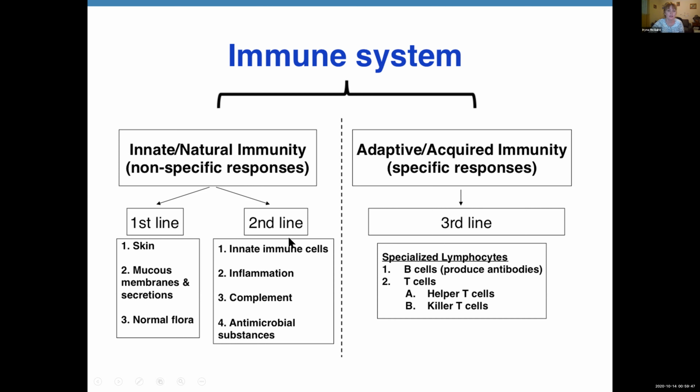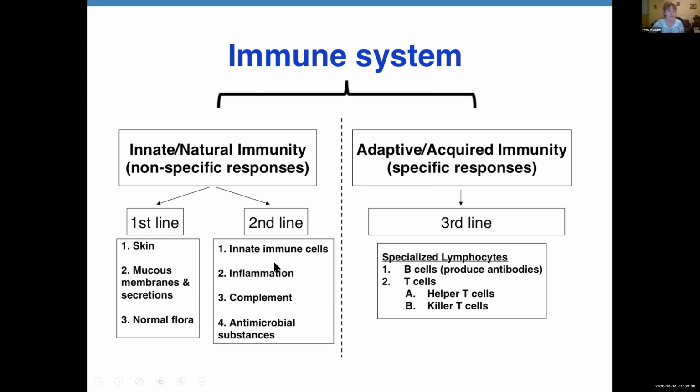And it's also divided into lines of defense. So we have 3 lines of defense. The first line includes skin, mucous membrane, secretions, and normal flora. It can be normal flora of your skin or flora of your intestine.